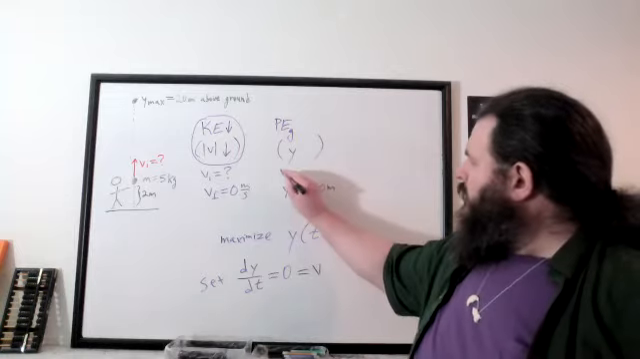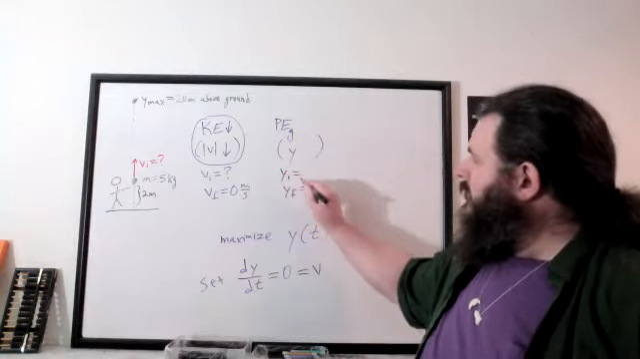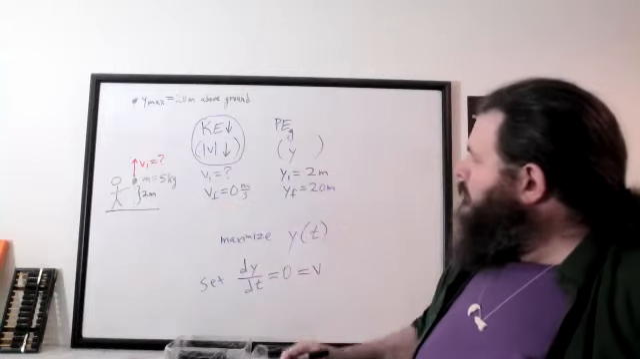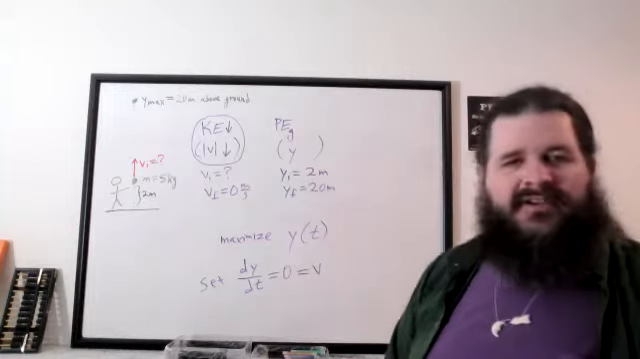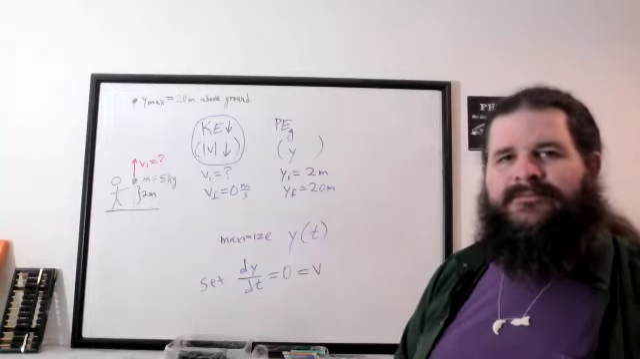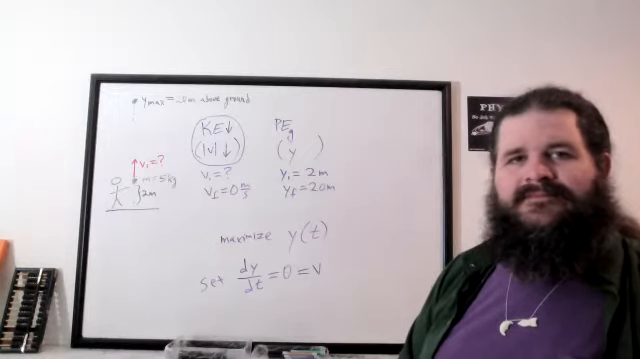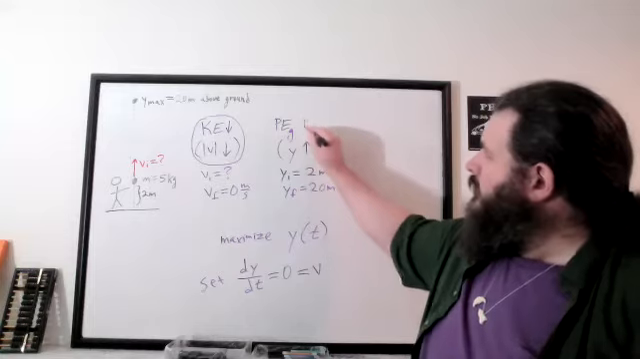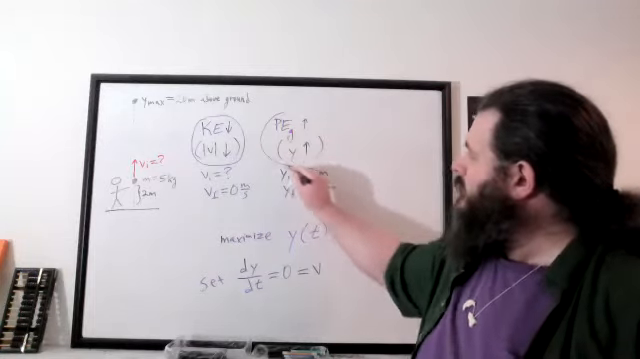And we also know an initial height is 2 meters above the ground. So is the height increasing or decreasing? Increasing. Yeah, height has increased, so potential energy of gravity has also increased.